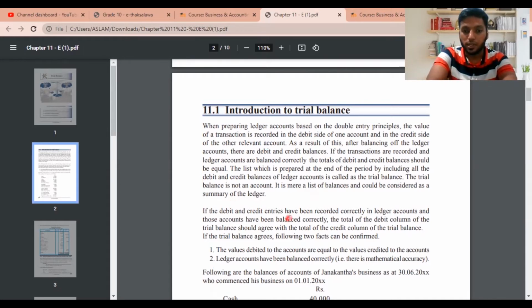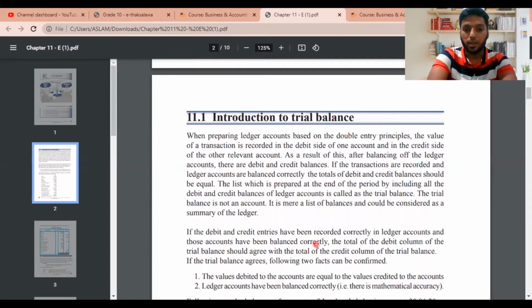If the debit and the credit entries have been recorded correctly in ledger accounts, and those accounts have been balanced correctly, the total of the debit column of the trial balance should agree with the total of the credit column of the trial balance. If the trial balance agrees, the following two facts can be confirmed.